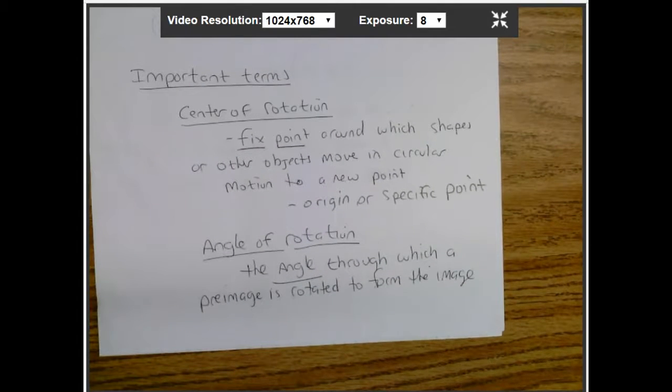Okay. So then we also have the angle of rotation. This is the angle through which the original image, or pre-image, is rotated to form the new image. So when you're talking about a rotation, you have two important concerns: what it is rotating about, the center of rotation, and how much it is rotating, the angle of rotation.